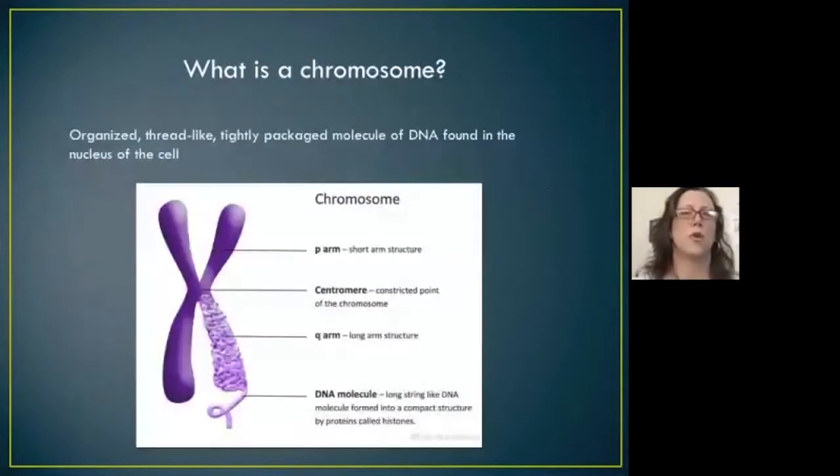So what is a chromosome? It is an organized thread-like, tightly packaged molecule of DNA found in the nucleus of the cell, and it looks roughly like this. It has a short arm, which is referred to as the P arm, and a long arm, which is referred to as the Q arm. The pinched area that you see roughly in the middle is the chromosome centromere. So that's just really a very general image of what we're talking about.